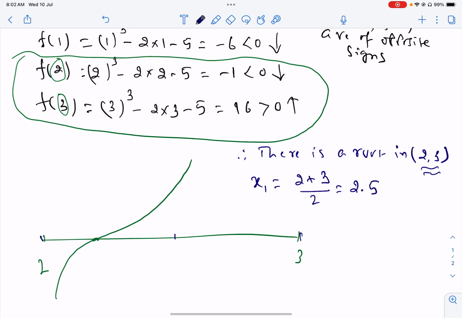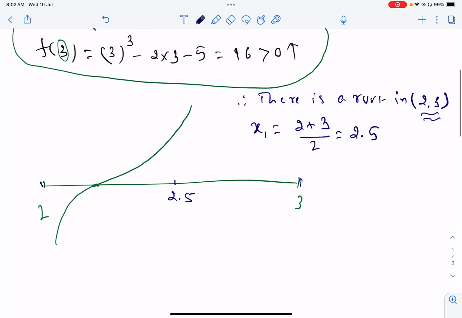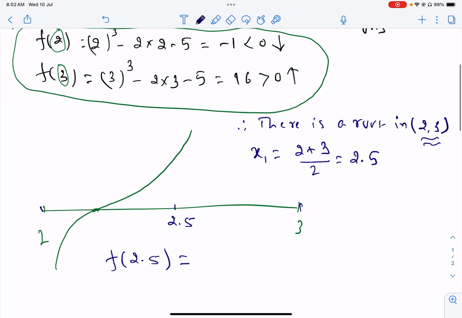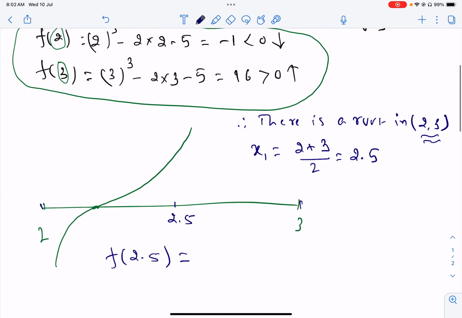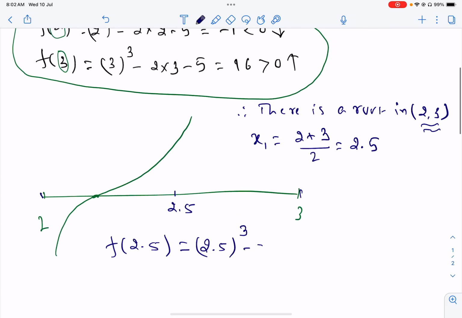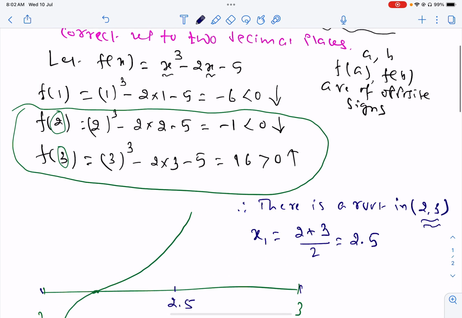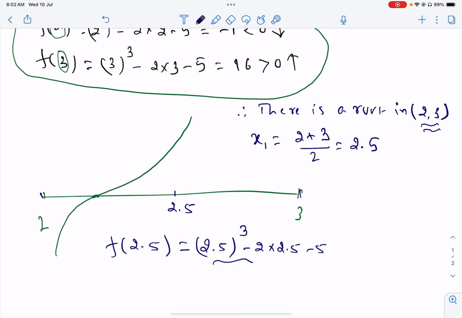So 2.5 is somewhere here. Okay, and we need to find the value of the function at 2.5. So now let us find f of 2.5. So you use the calculator: 2.5 cube minus 2 into 2.5 minus 5. You can write the value of f of 2.5 directly, and that is nothing but 5.625, and so it is positive.